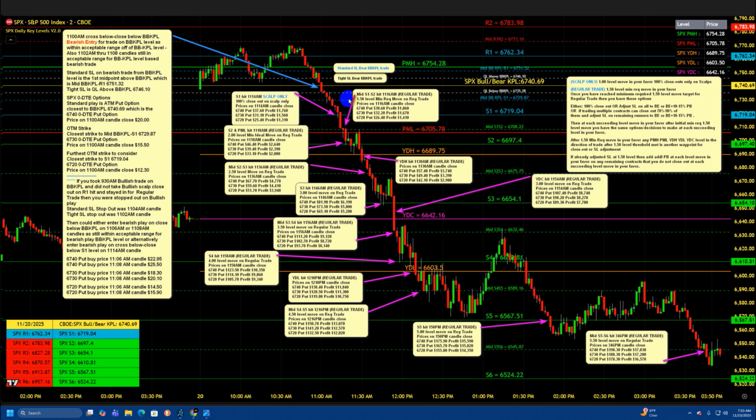Okay. Then here on the 11:16 a.m. candle, that is on a regular trade, we have a 1.5 level minimum required move in our favor for a regular trade, which brings in all of these different options here now on a regular trade.